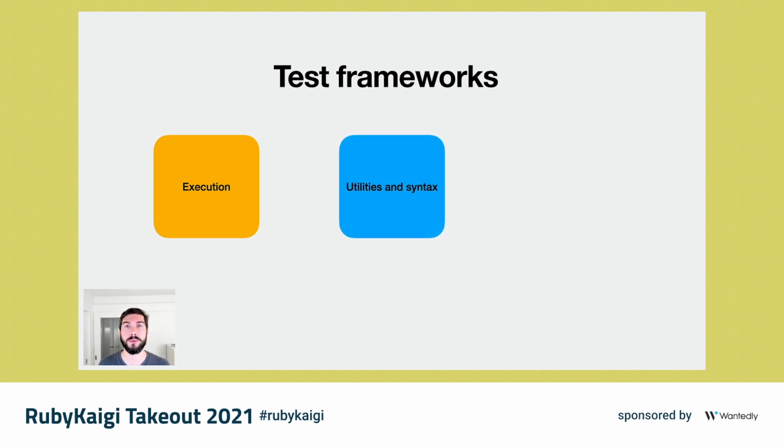Utilities and syntax, which is how do we actually test our application code? Do we use assertions or expectations? Are there mocks and stubs available? And reporting is how do we display information to the user?